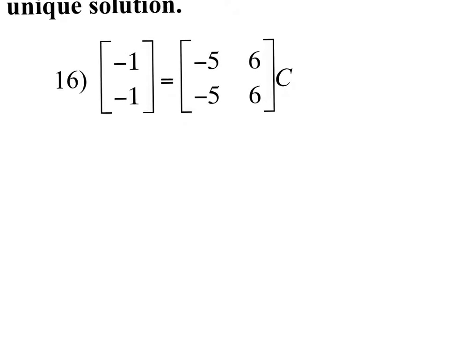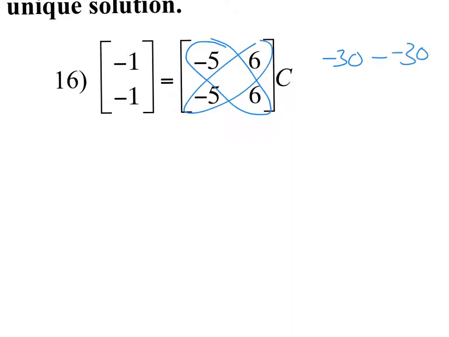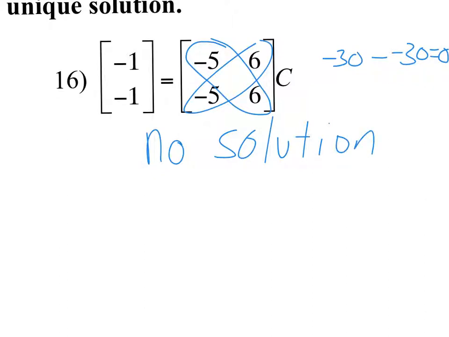For number 16, we're doing the same thing. We just kind of switched sides as far as what's going on here. And in looking at this, we got a determinant of negative 30 minus negative 30, which is 0. And just like above, if we have a determinant of 0, that gives us no solution. And the reason for that is that we can't actually get an inverse for this.